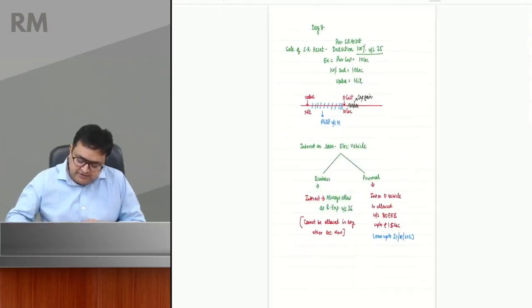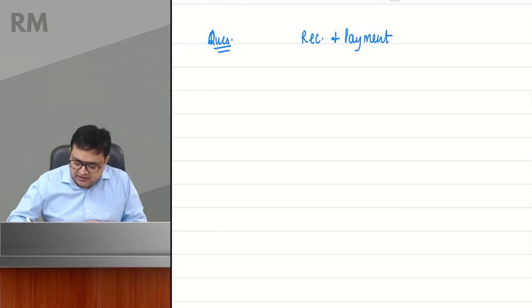Everybody please write with me. Whenever there is a question of receipts and payment account, guys, receipts and payment account is nothing but like your cash book.